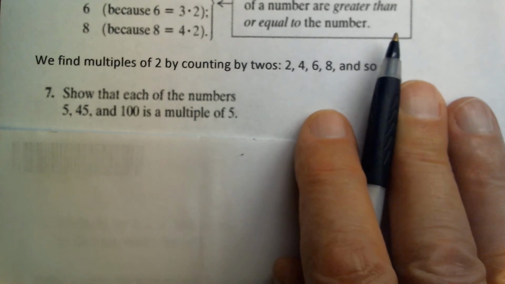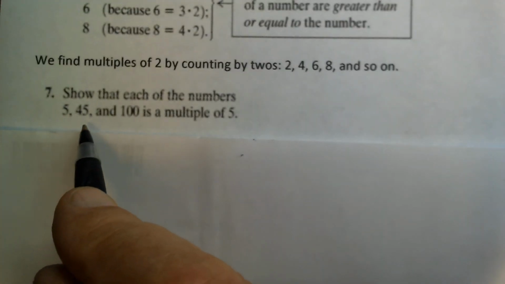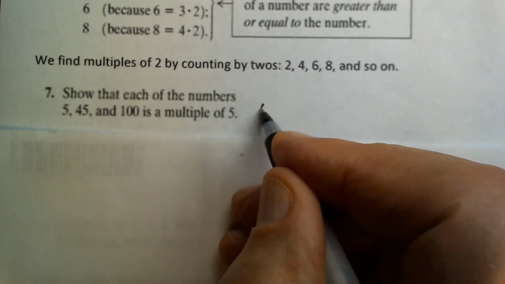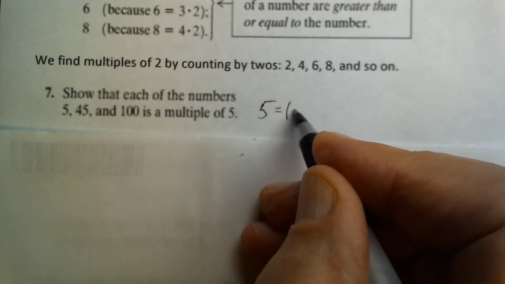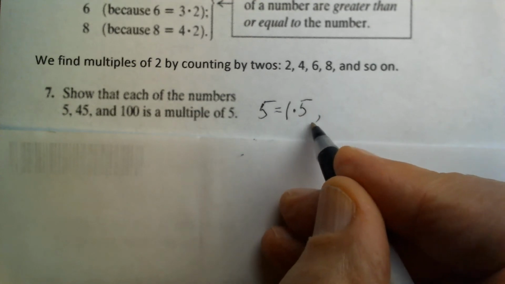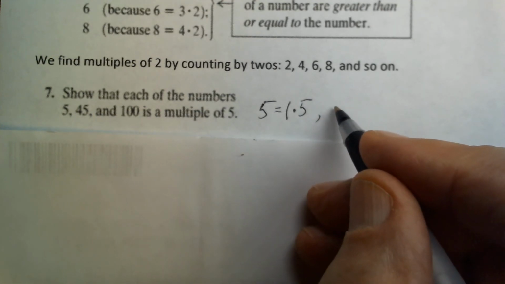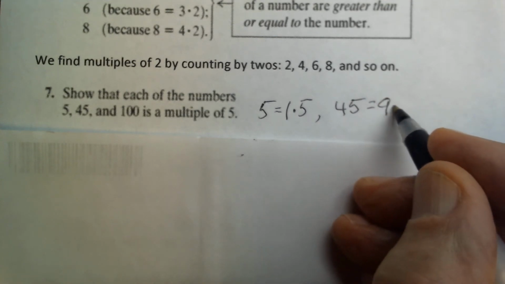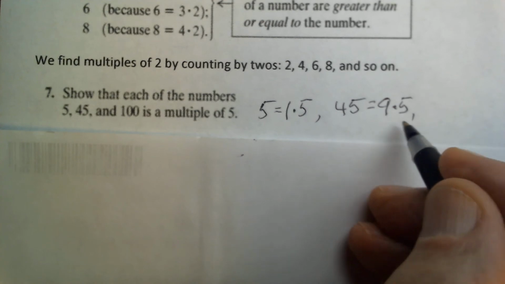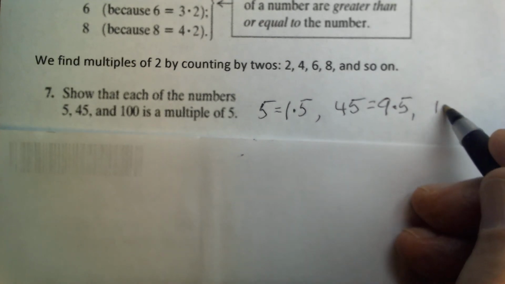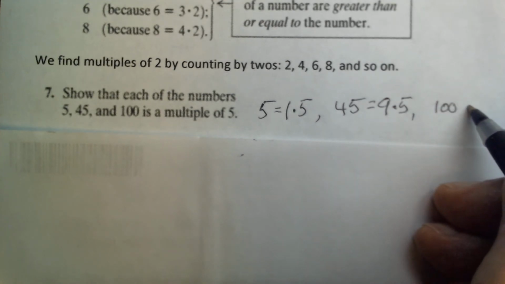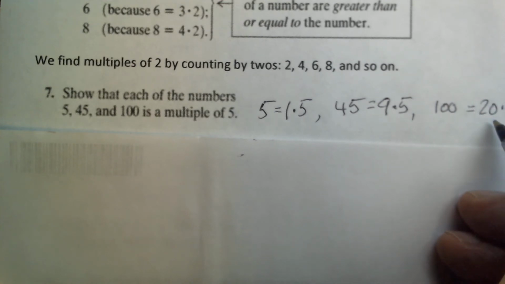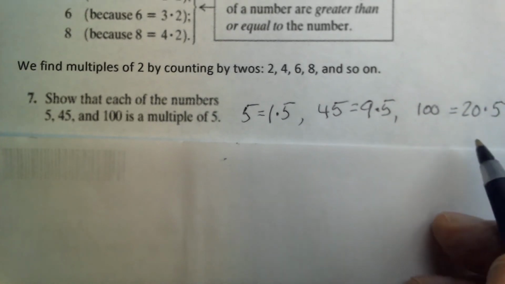Show that each of the numbers 5, 45, and 100 is a multiple of 5. Well, 5 we can write as 1 times 5. So that's a multiple of 5. And we can write 45 is equal to 9 times 5, so it is a multiple of 5 also. And we can write 100 as 20 times 5. Again, it's a multiple of 5. The factor being 20 in this case.